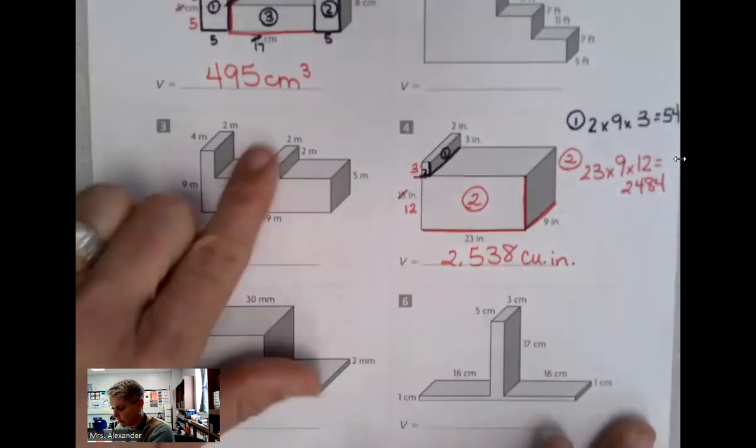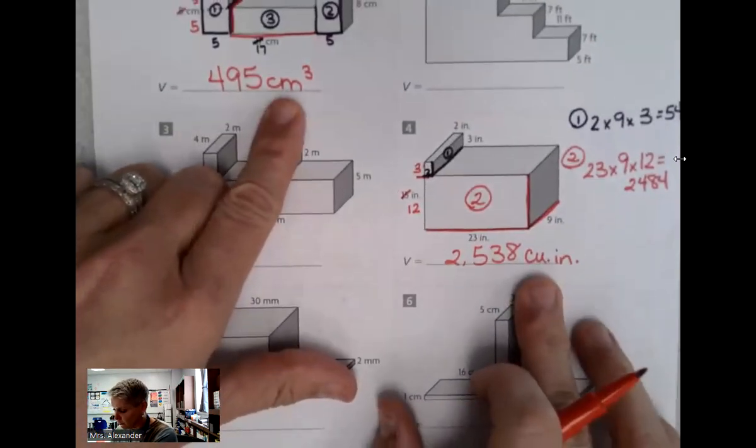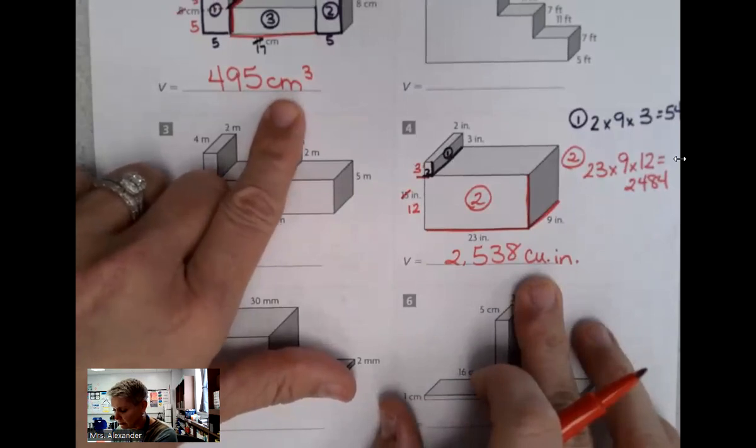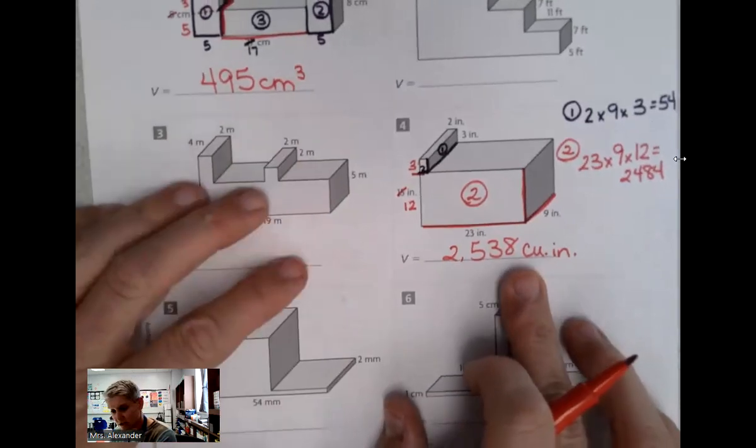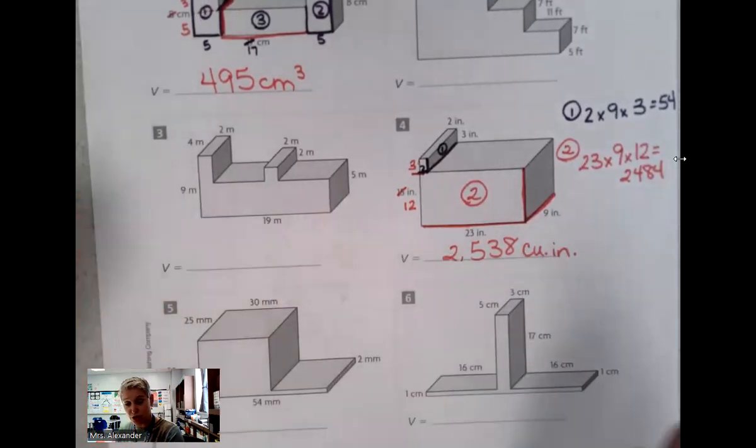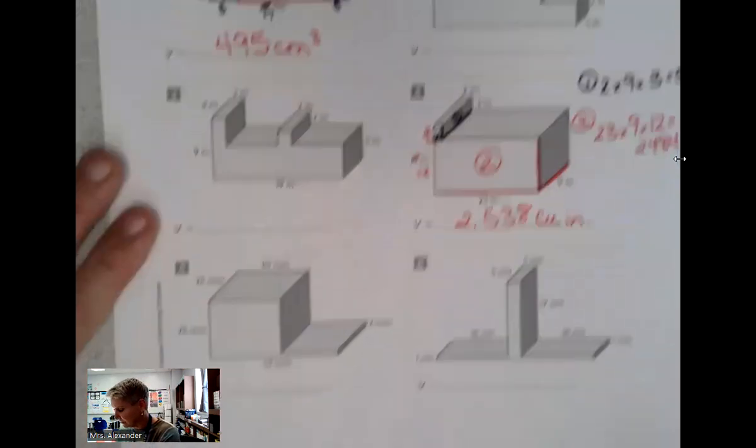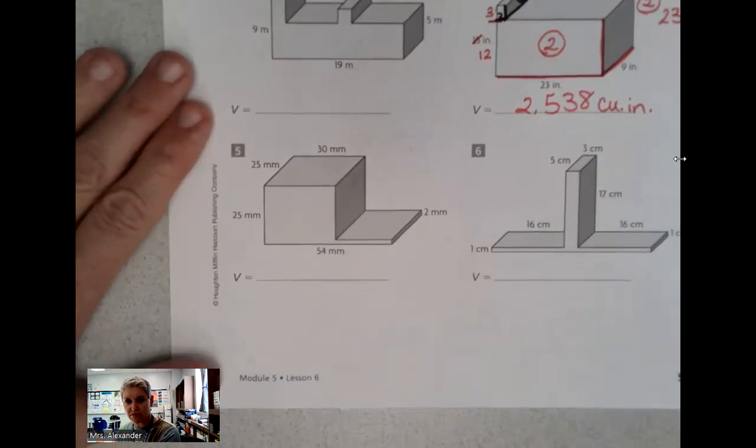So remember, we can write our volume in different ways. This says cubic centimeters or centimeters cubed. This is cubic inches or inches cubed. Both ways are correct. And let's do number 5.